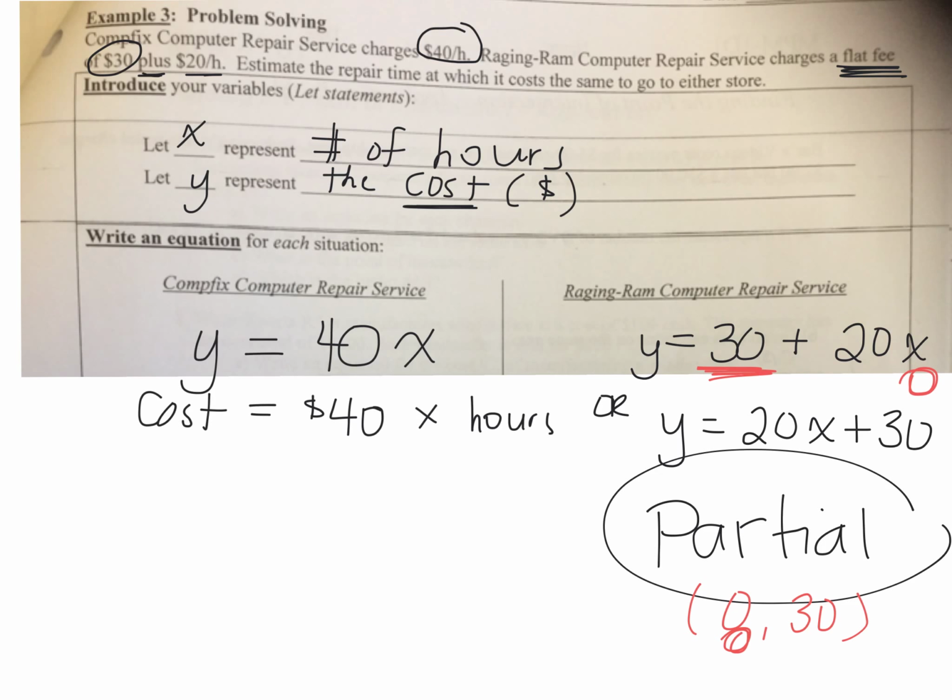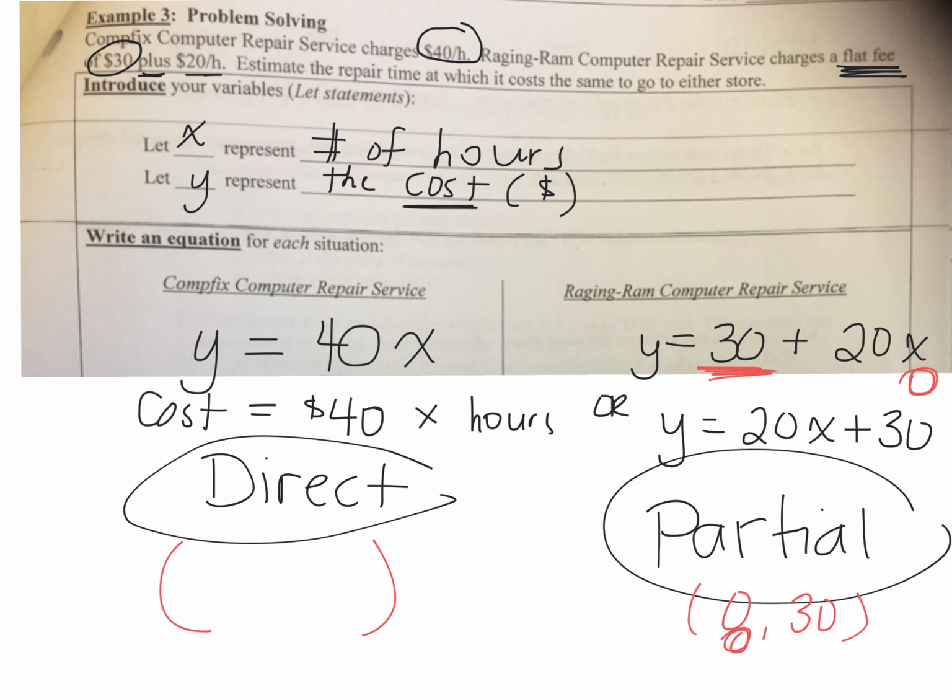Okay? And computer repair service, Comfix, is this going to be direct or partial? Direct. Where will this graph start then? Automatically, if it's a direct variation, it has to start 0, 0, the origin. No time passes, how much is it going to cost? Nothing. You don't pay anything. There's no flat fee. Okay, so I want you to graph these two lines now, any way you want.